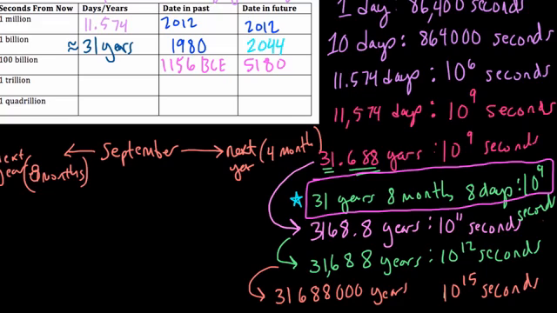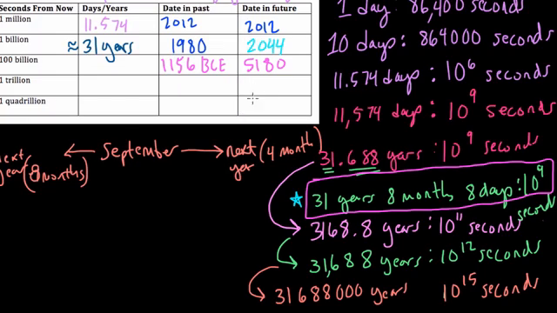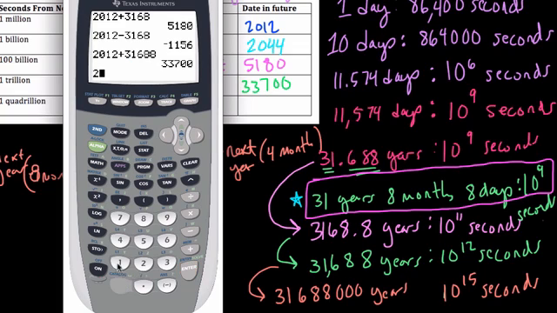Going back a trillion seconds, we go back 31,688 years. So in the future, we're at 2012 plus 31,688, the estimation there. That brings us to the year 33,700. Where will we be in that year, 33,700? Going back in time, this is amazing, because we go back in time here. We're going basically back way before all recorded history.